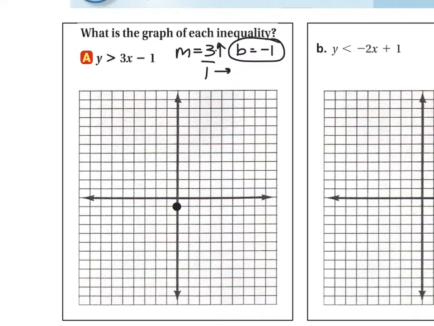So when I put this dot down, I go up 1, 2, 3, go right 1, put a dot right there. Okay, now this is where this problem gets a little bit different than your other ones previously. Previously, you just draw the line, right? And be done. Well, now I have to look at this symbol.